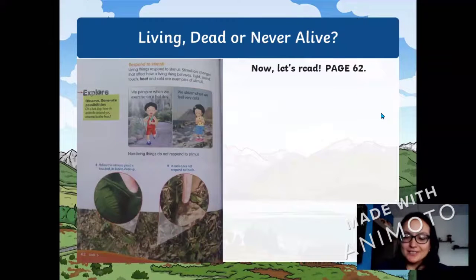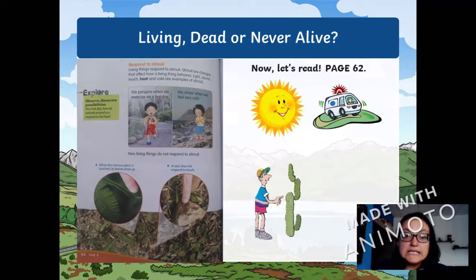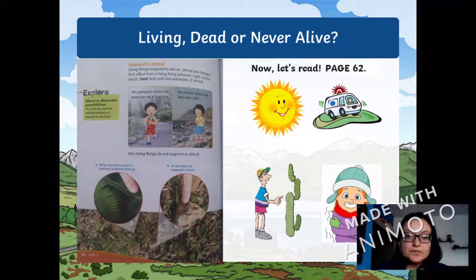Now we're going to read. So get the book on page 62. Are you ready? Okay. Respond to stimuli. Living things respond to stimuli. Stimuli are changes that affect how a living thing behaves. Light, sound, touch, and heat are examples of stimuli. So we perspire when we exercise on a hot day, and we shiver when we feel very cold.